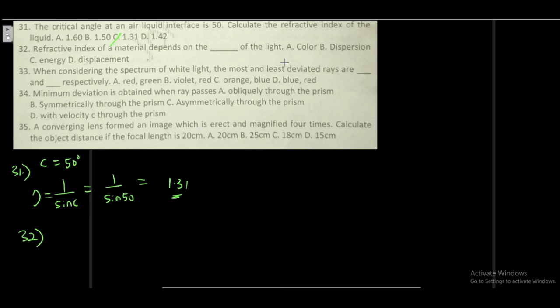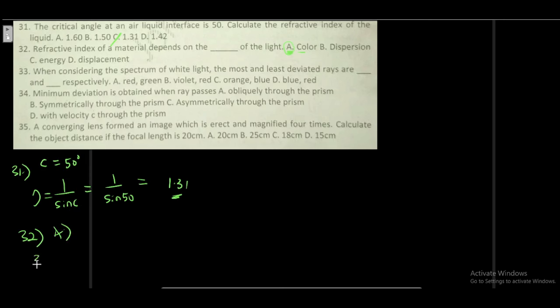Now, refractive index depends on wavelength or color of light. The wavelength usually goes alongside the color of the light. This is the reason why white light will split into colors in a prism. So refractive index depends on the color, option A. Now question 33, 32 is option A.